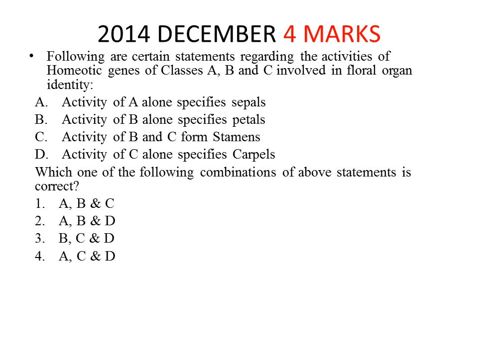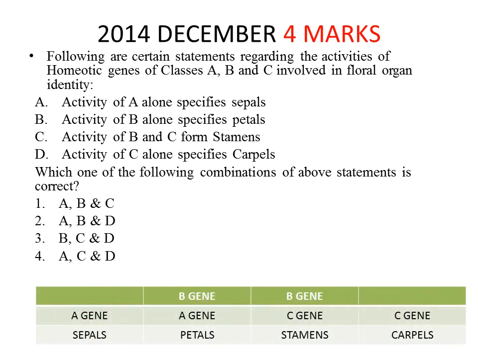December 2014, a 4 marks question is asked. Now the following are certain statements regarding the activities of homeotic genes of classes A, B and C involved in the floral organ identity. Now the points they have referred as: activity of A alone specifies sepals. Again you need this diagram. Activity of A alone gives rise to sepal.